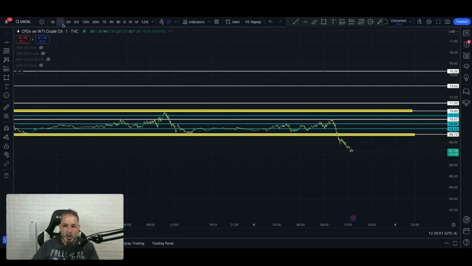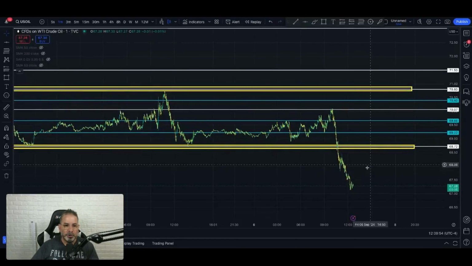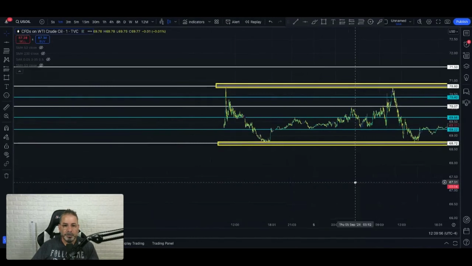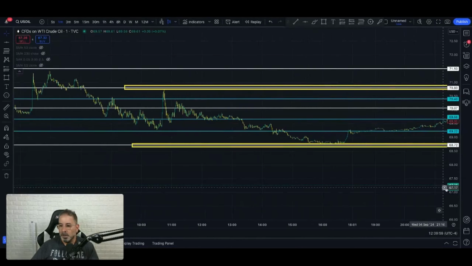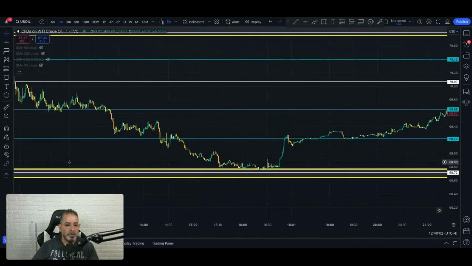Now we drop to the 1 minute chart. Now let's bring up our chart, and let's start from the left. Okay, let's start from the left. And let me make this bigger so we can all see it.